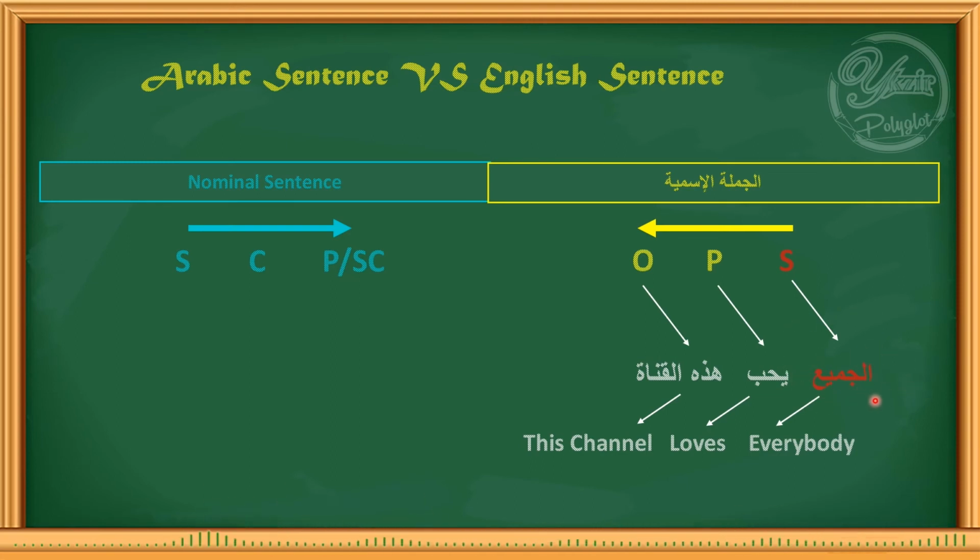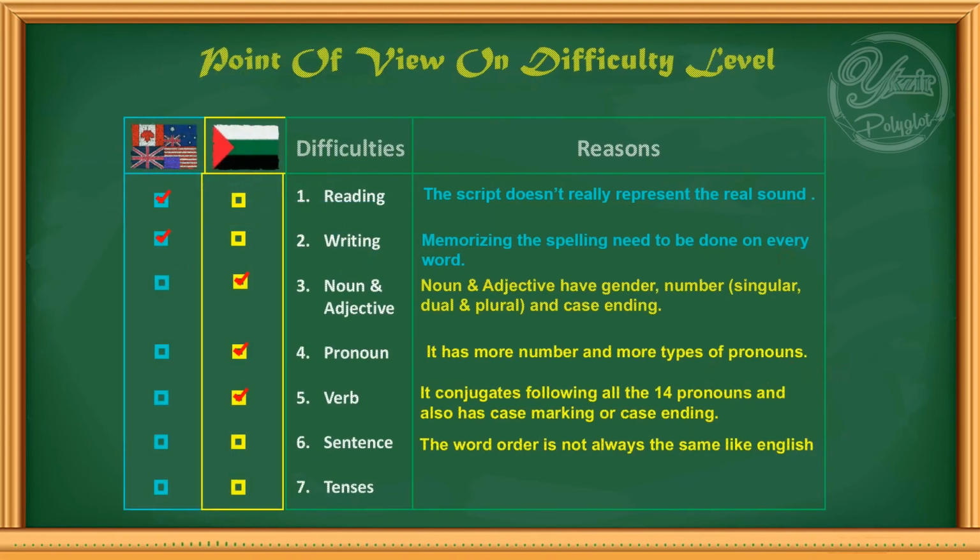You know that in English, for emphasizing, we change our pitch or intonation on the word we want to stress. But in Arabic, we not only change our pitch on the word, but we also change the word order. We place the word we stress at the beginning of the sentence. So if we want to stress the object of the sentence, the word order becomes object, verb, subject. For example, قناة هذه يحب الجميع. Everybody loves this channel.